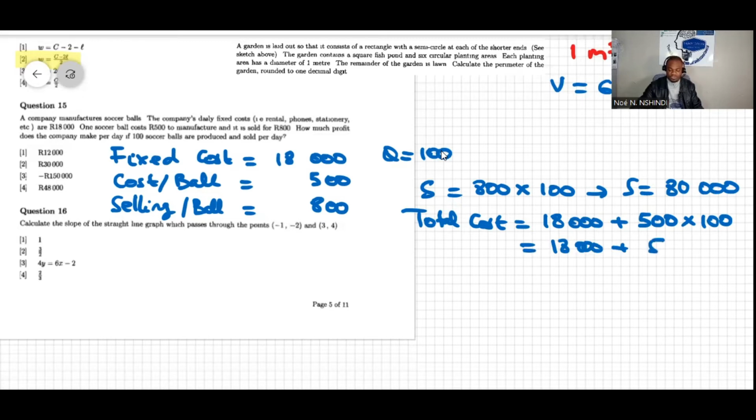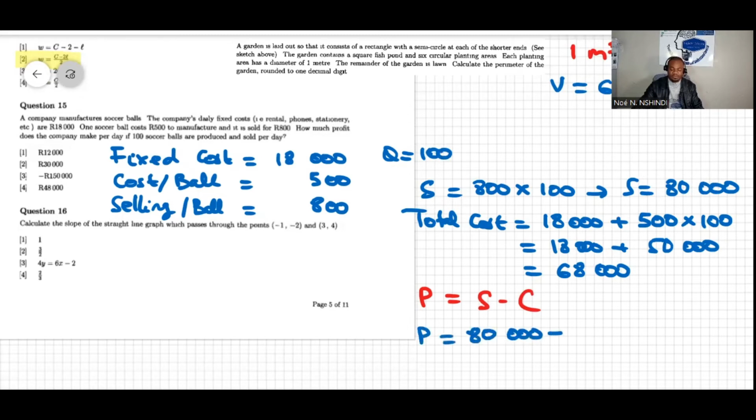500 times 100 makes 50,000. And then the total cost will be 68,000 rand. Now the profit is just the selling price minus the total cost. So the profit will be equal to 80,000 minus the total cost, which is 68,000. And if you use a calculator, this is 12,000.